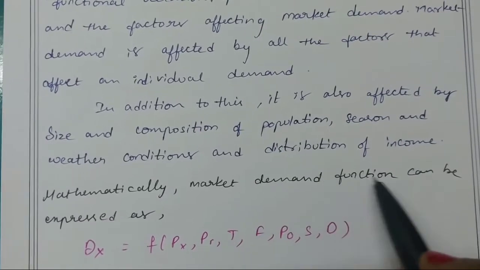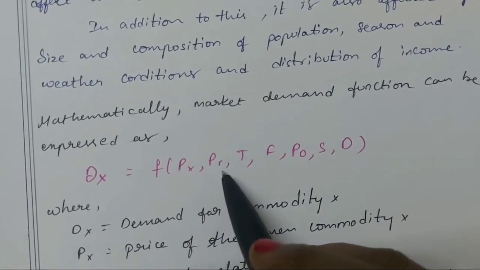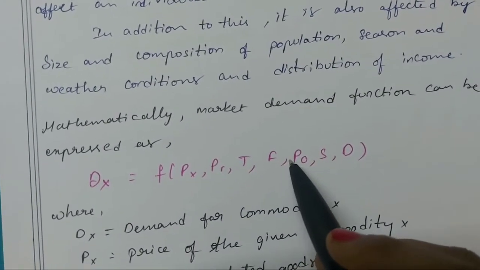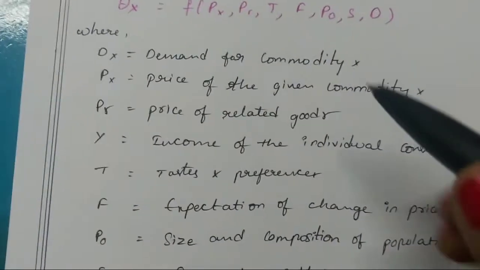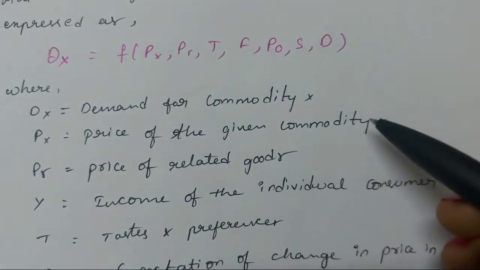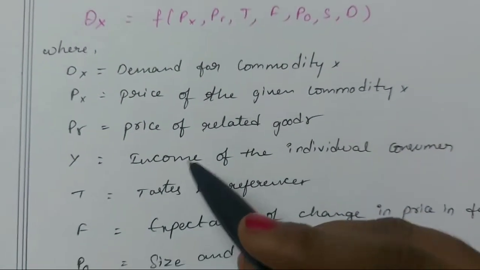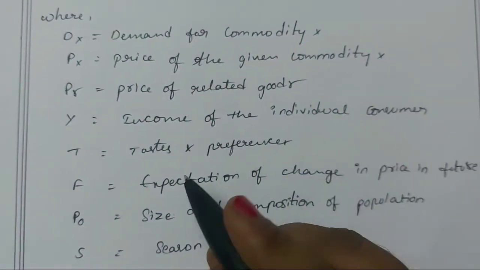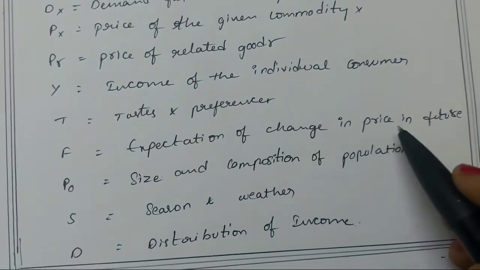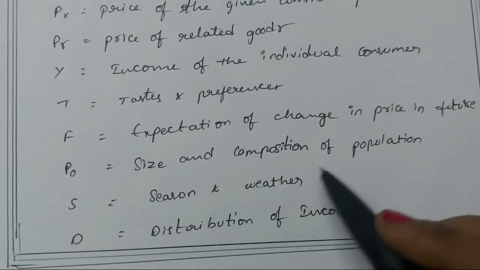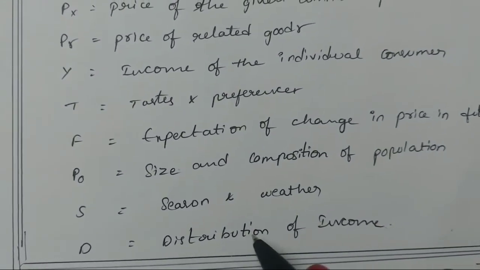Mathematically, market demand function can be expressed as follows. Dx equals f of Px, Pr, Y, T, F, Po, S, D, where Dx represents demand for commodity X, Px represents price of the given commodity X, Pr represents price of related goods, Y represents income of the individual consumer, T represents taste and preferences, F represents expectation of change in price in future, Po represents size and composition of population, S represents season and weather. Finally, D represents distribution of income.